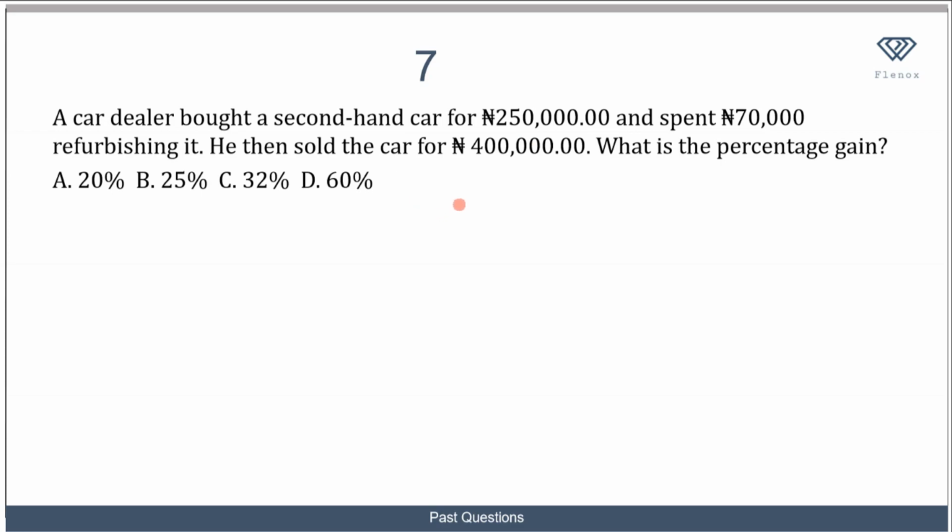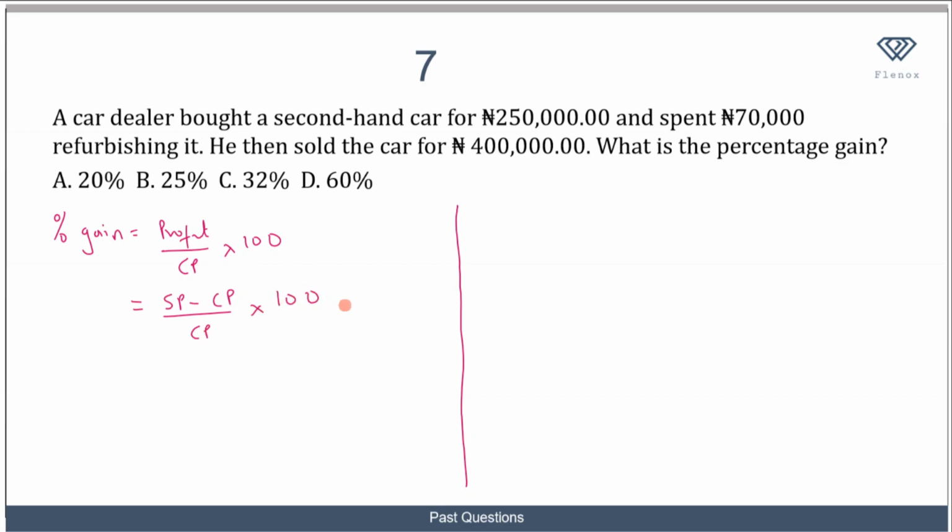Pretty straightforward. Now we know that percentage gain, which is the same thing as profit, is equal to the profit over the cost price times 100. And profit is the selling price minus the cost price, over the cost price, times 100. So we just need to find the selling price and cost price. Now we are told that he sold the car for 400,000 naira, so his selling price is 400,000 naira. Now the major issue with this example is determining the cost price.